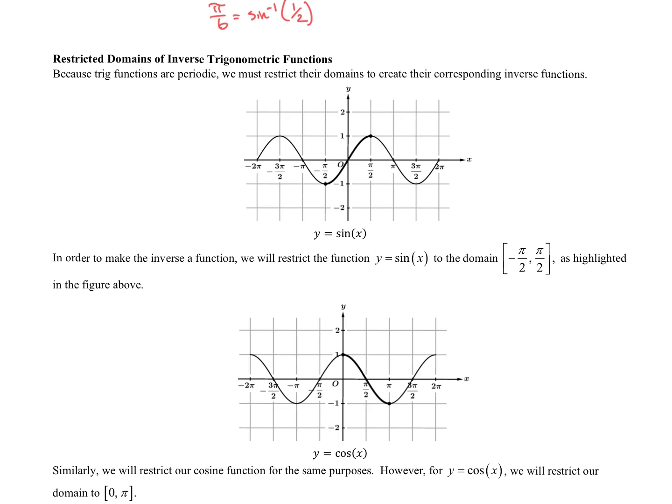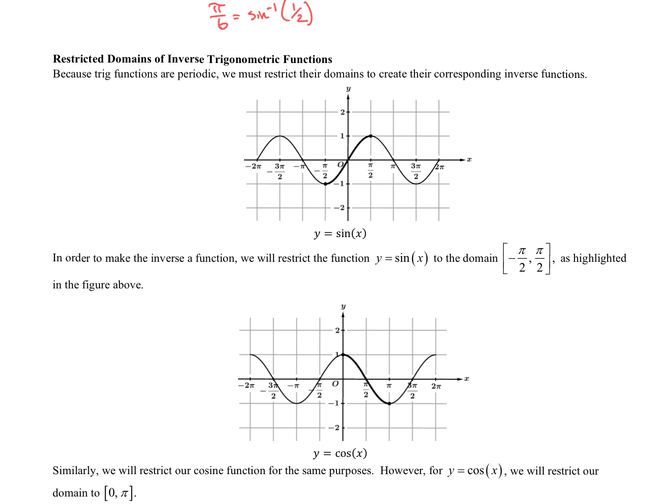Because trig functions are periodic, we must restrict their domains to create their corresponding inverse functions. All right. Fantastic. So let's talk about sine for a sec. First of all, to be a function, everything has to pass the what test? The vertical line test, right? To have an inverse, it has to also pass the what? The horizontal line test, right?